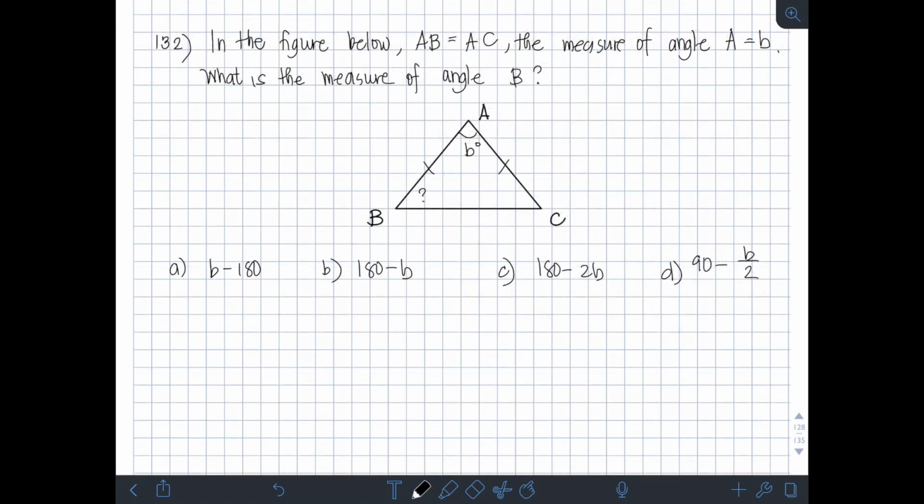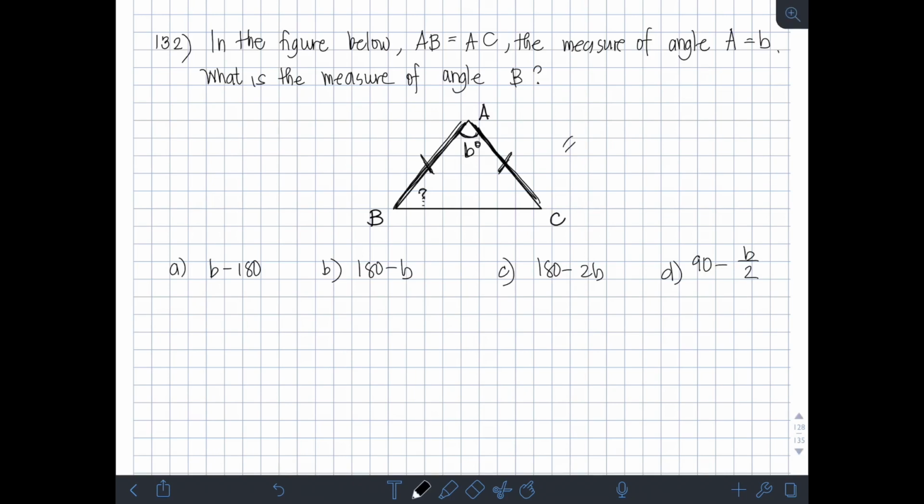Okay? Next, we have in the figure below, AB is equal to AC. The measure of angle A is equal B. What is the measure of angle B? Okay, so meron tayong triangle. So sabi, ito raw, side AB is congruent or equal dito sa side AC. So may mark siya. Okay? Tapos yung angle A daw is equal to B degrees. So hanapin ngayon natin itong angle B.